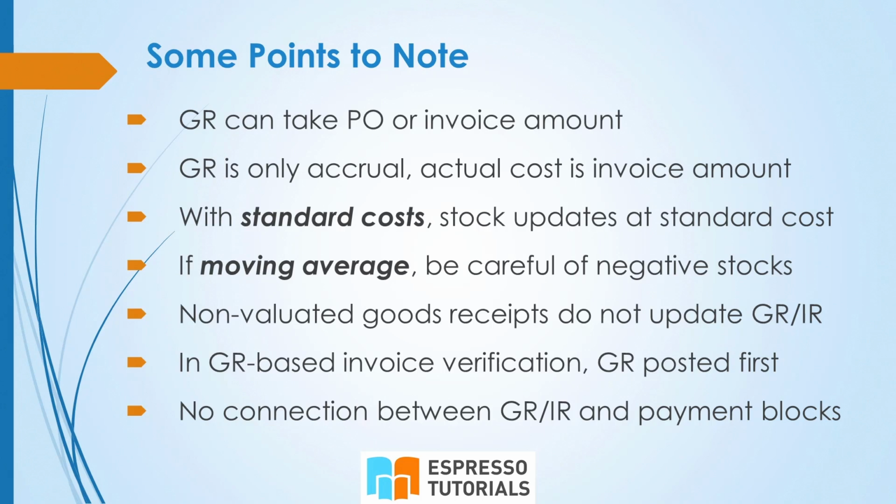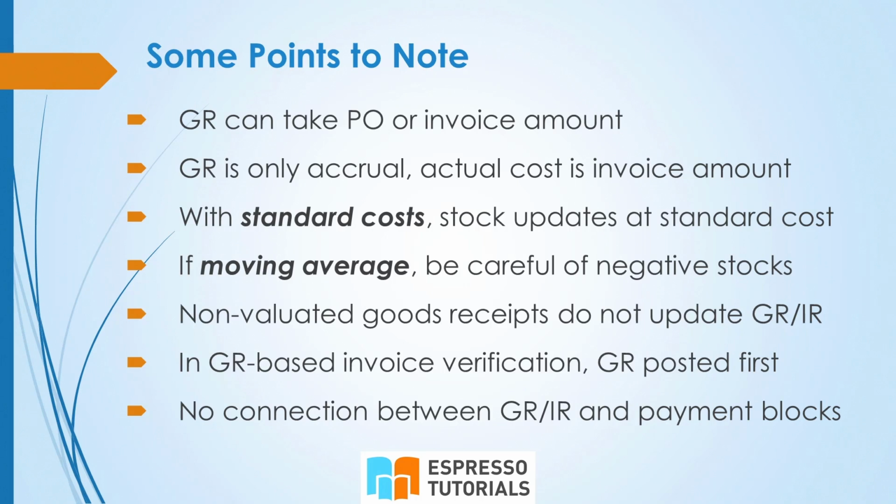Non-valuated goods receipts have no postings to the GRIR account, and if you're using goods receipt-based invoice verification, that means that the invoice is posted against the goods receipt line rather than the purchase order line, so you cannot post the invoice if the goods receipt has not been posted.